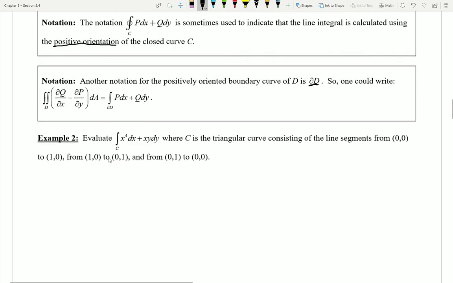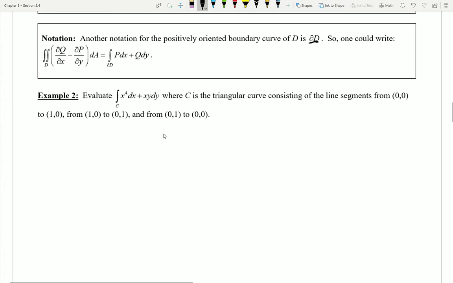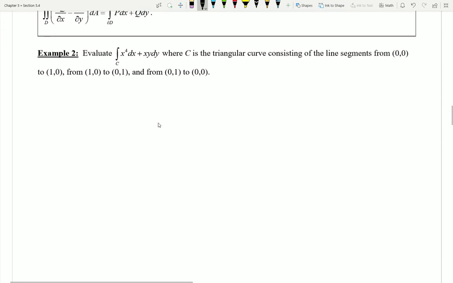Well, let's take a look here to see how we can apply Green's theorem to a specific example here in number 2. I want to go ahead and evaluate this line integral, where C is the triangular curve consisting of line segments from (0, 0) to (1, 0) to (0, 1) and back. Okay, well let's see what we can actually come up with here.